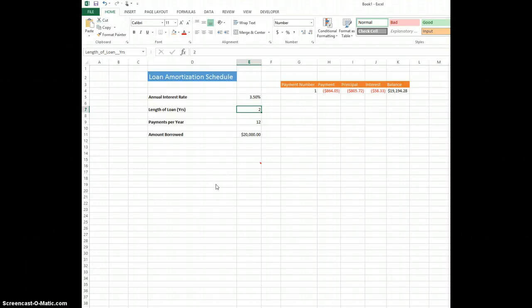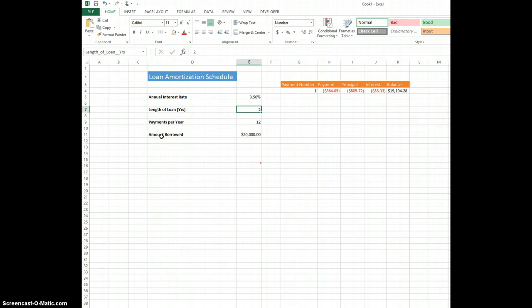We're going to build a loan amortization schedule. It requires the following information. These are the arguments here, factors. Annual interest rate, which is going to be 3.5%, the length of the loan in years, which is going to be 2, the payments per year, which is 12, and the amount borrowed is $20,000.